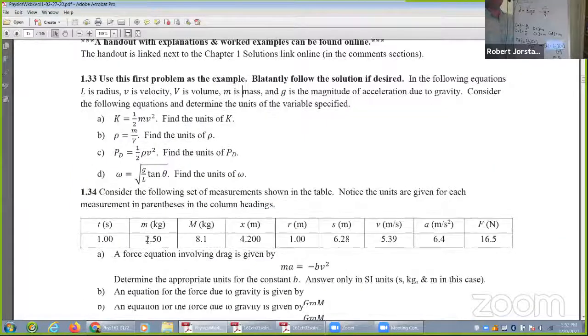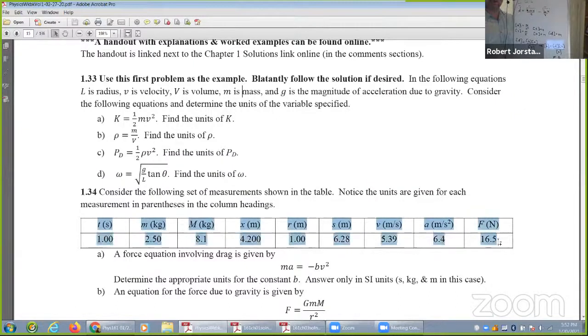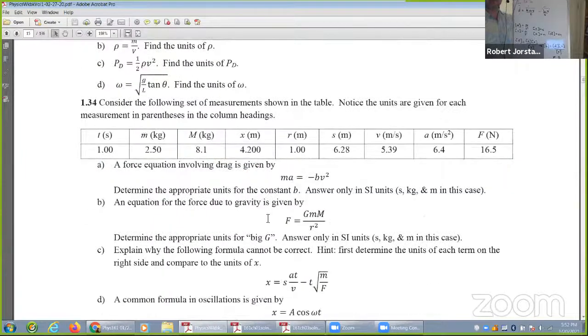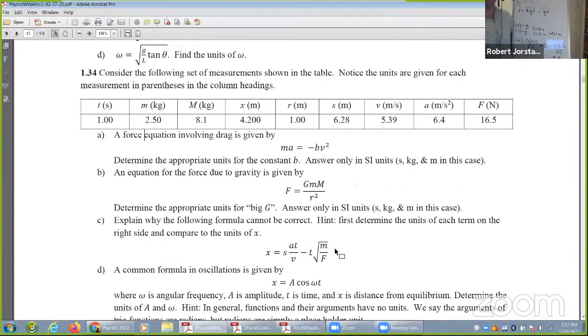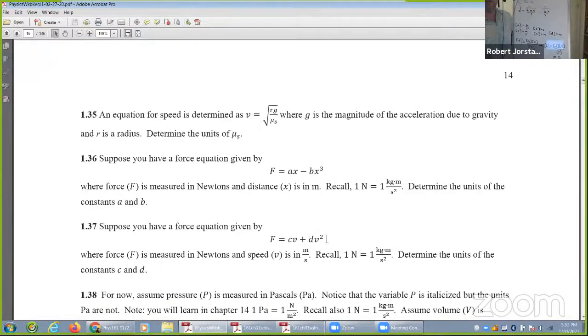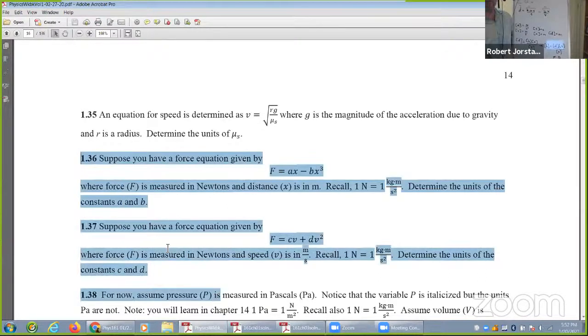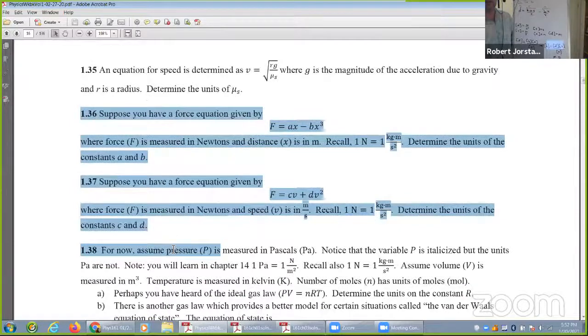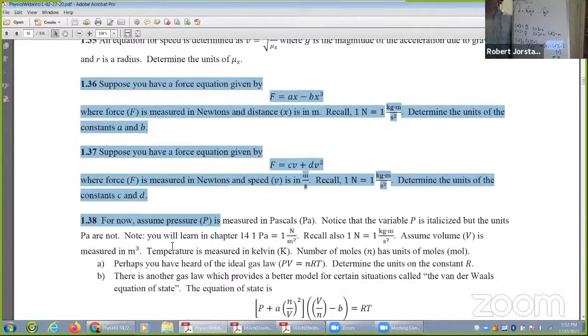This shows you in a lab, maybe you take these measurements and this is what they might look like, all these different measurements. Some of these are real physics equations, not this one, but you could use these to try and figure out the units. And if you're a little worried, try these problems, 1.36 through 1.38.